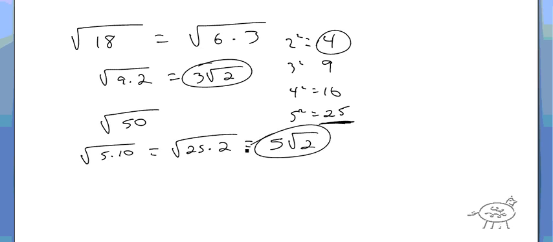Not too bad. What about the square root of 20? Again, I could do 2 times 10, but oh, let's see, 4. That's my first perfect square that comes to mind. 4 times 5, so it's 2 root 5. It's not too bad.